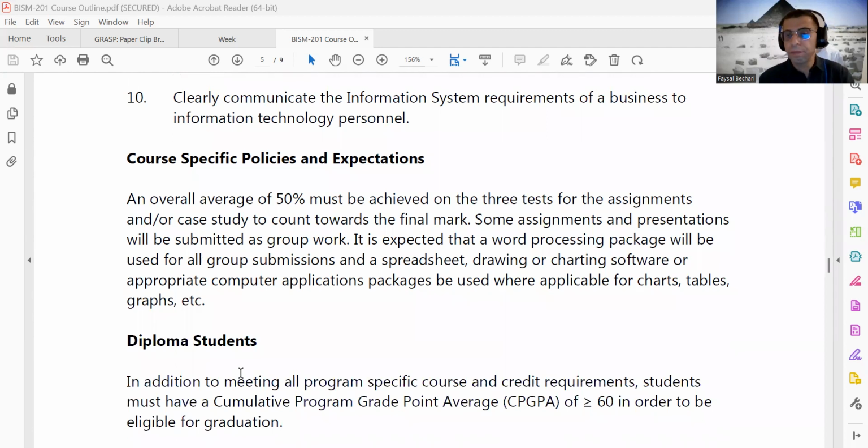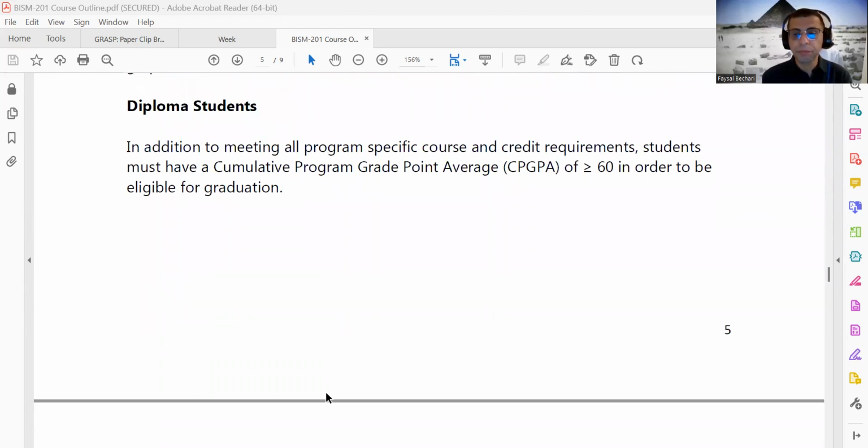Now, for the diploma students, in addition to meeting all the program, course, and credit requirements, students must have a cumulative program grade point average above 60% in order to be eligible for graduation. We will repeat all this information in the class when we meet again.